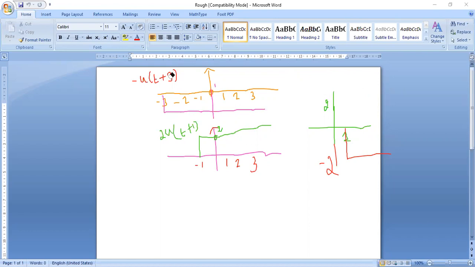Can I draw here? My third expression I will draw here. My third expression says that I have an amplitude of minus 2. So this is minus 2, and the time is 1. And this is the expression for minus 2 into u of t minus 1.